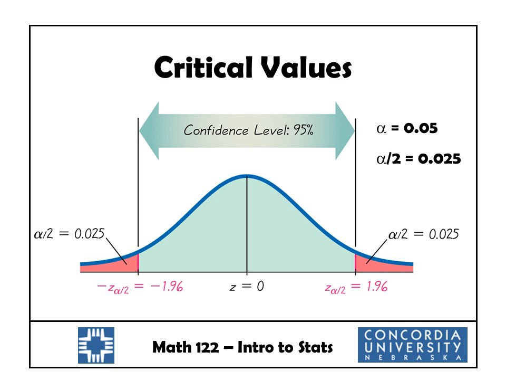At the 95% level, the area between the positive critical value and the negative critical value is 0.95. If I were working at a 90% confidence level, the area between the positive critical value and the negative critical value is 0.90.